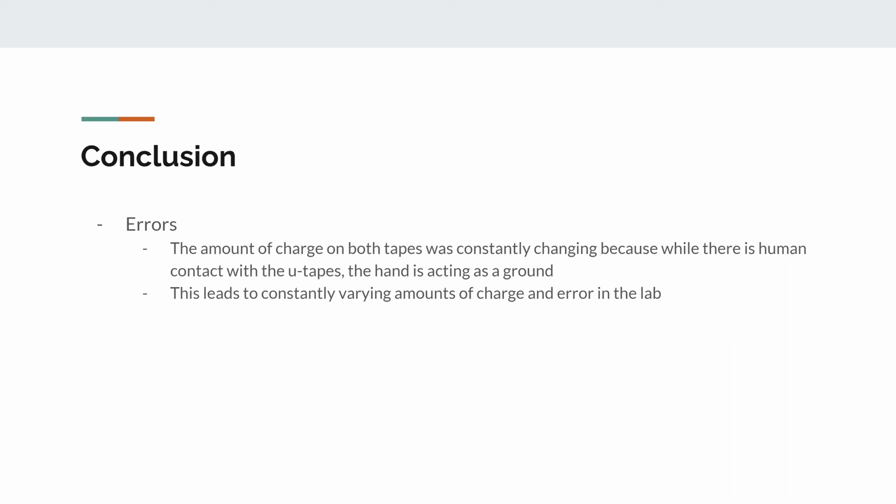Now some errors that were part of this lab that may have led to some strange results. One error was that the amount of charge on both tapes was constantly changing because while there is human contact with the U-tapes, the hand is acting as a ground. This leads to constantly varying amounts of charge and error in the lab.